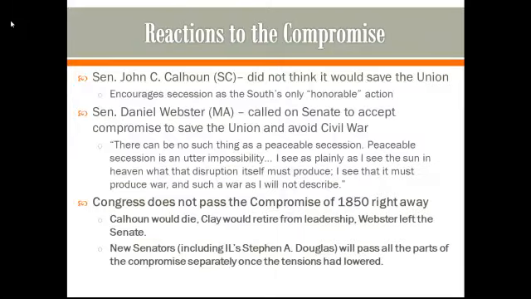So as I said, reactions to this compromise. John C. Calhoun said it wasn't going to save the Union, and that is what the reading "This Cry of Union" is all about. Daniel Webster urged compromise to avoid civil war and save the Union.